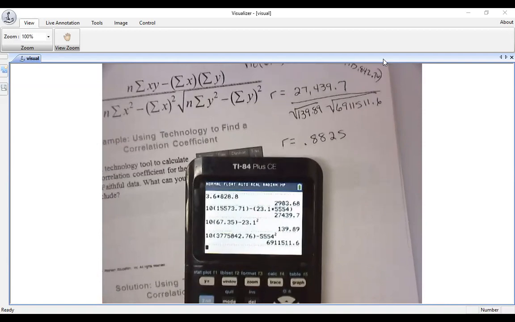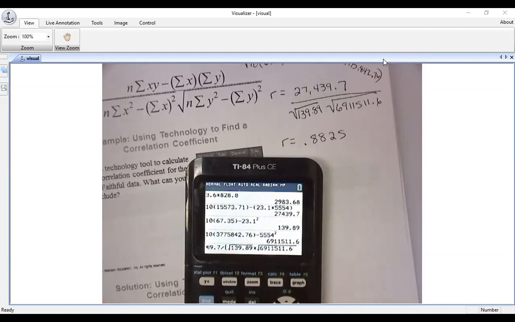So if you're having any trouble, type in your numerator, 27,439.7, divided by, now open a parentheses so the calculator knows the entire denominator is going to be, hit second and the x squared to get your square root sign, and then it's 139.89. Now I'm going to arrow right so I get out of the square root, and then I can do times and put in the second square root, which is 6911511.6.